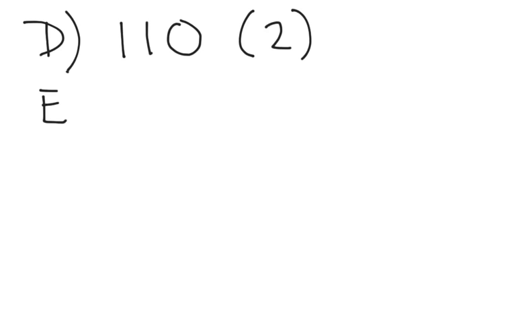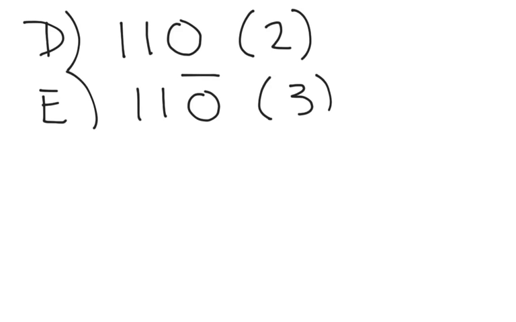Now, my next example is the number 110. The rule for zeros at the end of the number is they are not significant, so this number has 2 significant figures. But you can make it significant by writing a line over the 0. In doing so, now you have made the 0 significant, and this number has 3 significant figures.